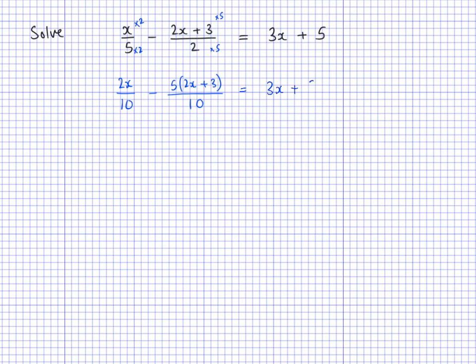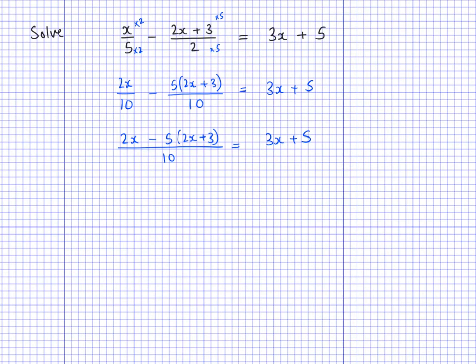So 3x add 5. So now I'm going to say 2x take away 5 times 2x add 3 over 10. And that's equal to 3x add 5. Now I'm going to expand. When I expand, you will notice that I'm doing negative 5 times 2x and negative 5 times 3. If I had done it here, I would have done 5 times 2x and 5 times 3. And then when I put it together, I would actually have to take away both of those. So that's why it would have been different, and maybe I would have fallen into a mistake.